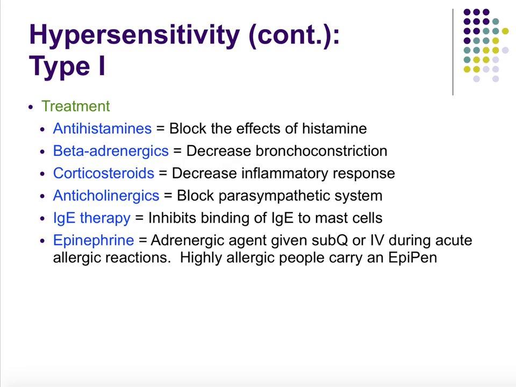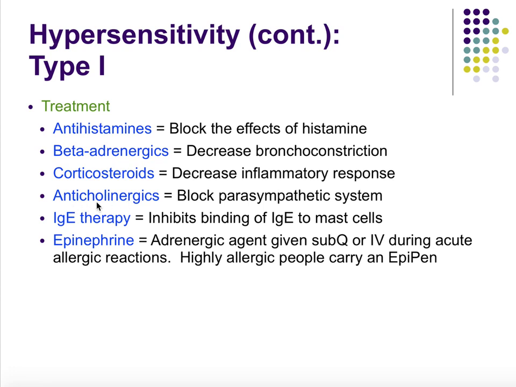So antihistamines would be great because histamine was one of the most important chemicals that are released by those mast cells that causes all of these signs and symptoms. So an antihistamine would block the effects of histamine. Beta adrenergics would also work. So when you think of beta adrenergics, you should think of the sympathetic nervous system. So the sympathetic nervous system will, for example, decrease bronchoconstriction because the sympathetic is a bronchodilator. Corticosteroids, cortisol, what does it do? It suppresses the immune system to decrease the inflammatory response.